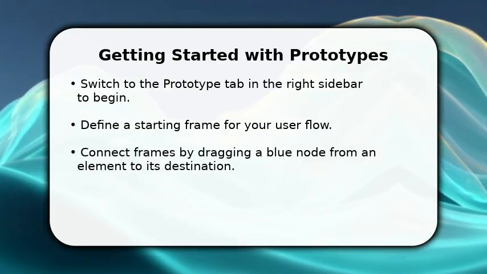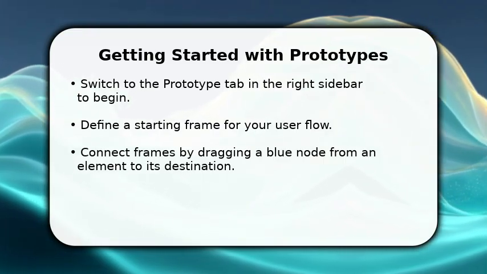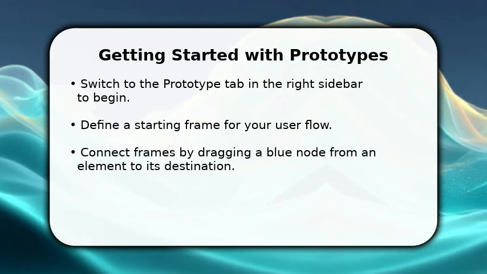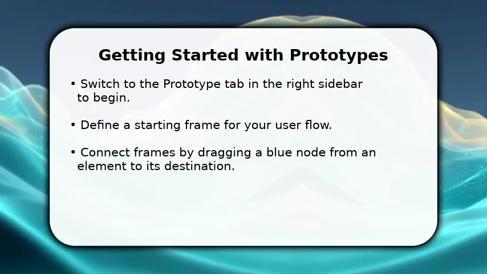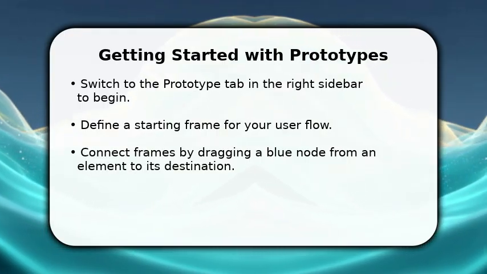Next, select a frame on your canvas and click the plus icon next to Flow Starting Point to designate it as the beginning of your user journey. Then, simply drag the blue connection node from an element, like a button, to its intended destination frame.